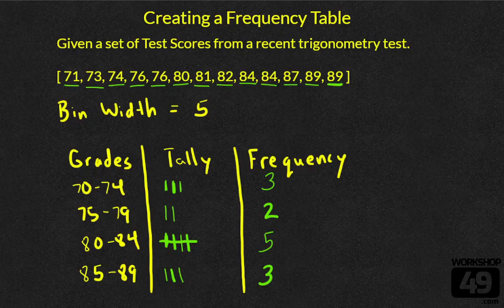It's fairly easy if we have small lists. If we have large lists of data and they're not in order, that tally system becomes so much more helpful. I hope that this was helpful to you and that you're able to start making some frequency tables. In a later video, I'm going to show you how you can start turning these frequency tables into histograms to make them a lot more visual.